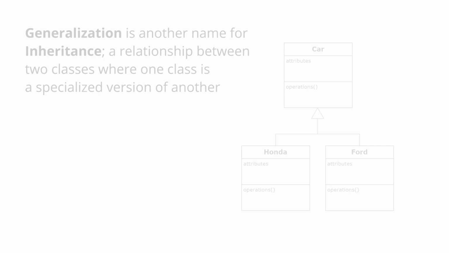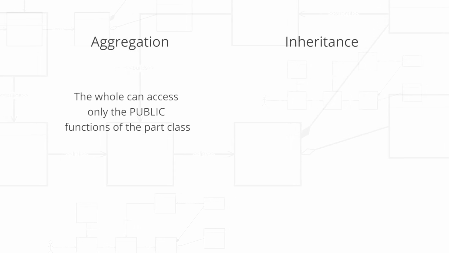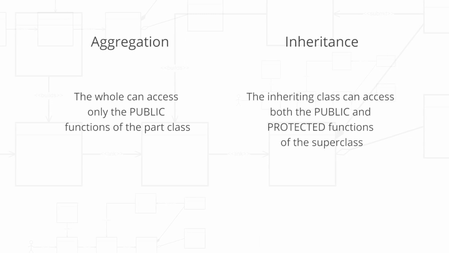In real-life coding examples, the difference between inheritance and aggregation can be confusing. If you have an aggregation relationship, the aggregate, or the whole, can access only the public functions of the part class. On the other hand, inheritance allows the inheriting class to access both the public and protected functions of the superclass.